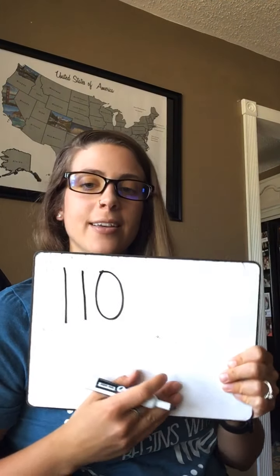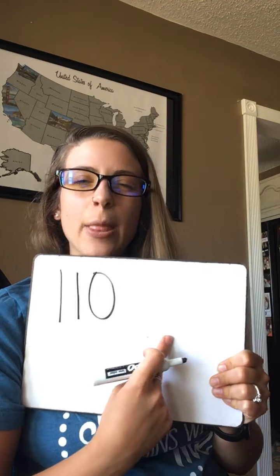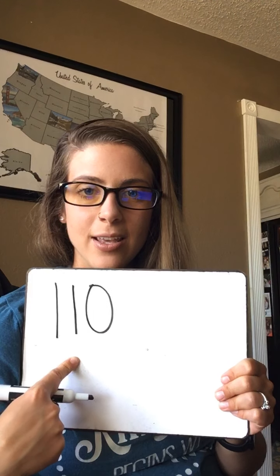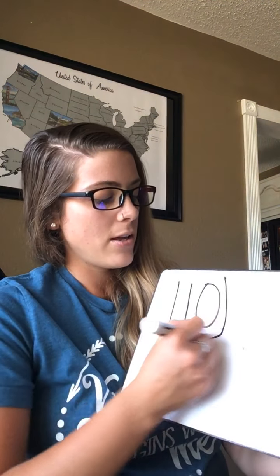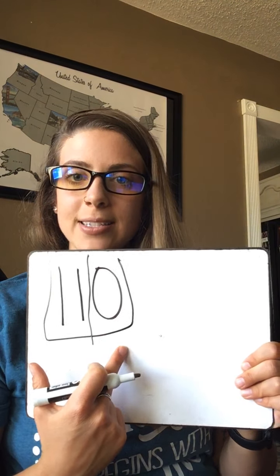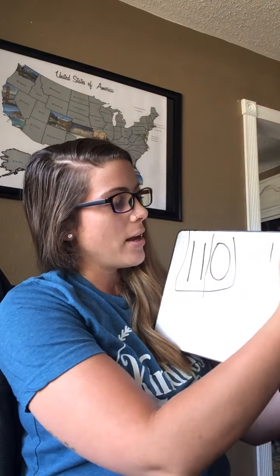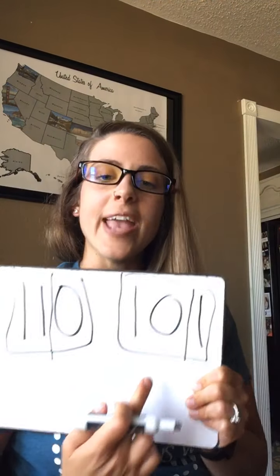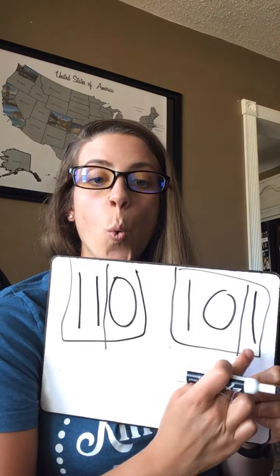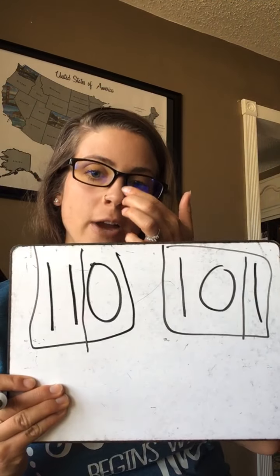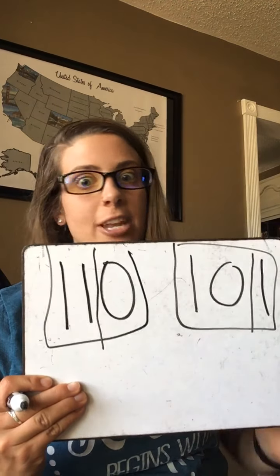110. And then leave a blank and then write 101. How is that going to be different from 110? Well, 110, we have 11 tens and 0 ones. And then for 101, look at that. We have 10 tens and 1 one. So first off, are they equal? Are they the same? Definitely not.